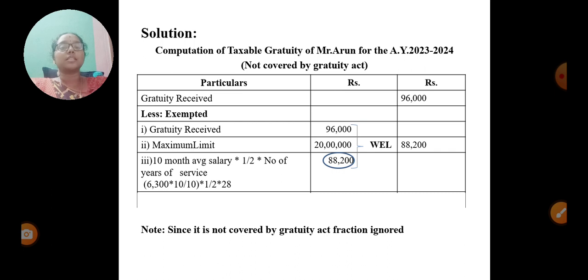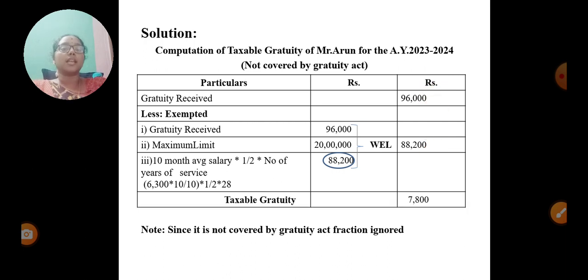So here 6,300 into 10 by 10, so that we are getting the 10-month average salary into half into 28 years service. So it results in 88,200. So out of these three things, we have taken the least figure, that is 88,200. By deducting this 88,200 from the gratuity received, we are getting the taxable gratuity, that is 7,800. Since it is not covered by the Gratuity Act, we have ignored the fraction.